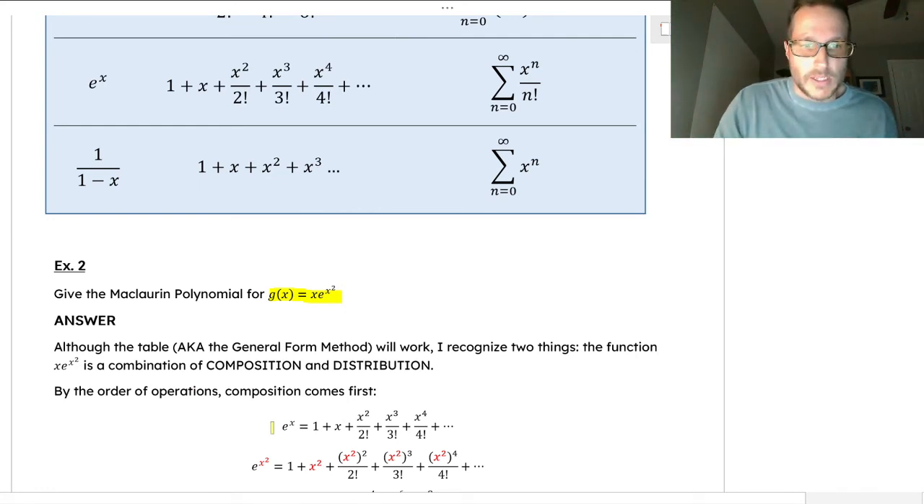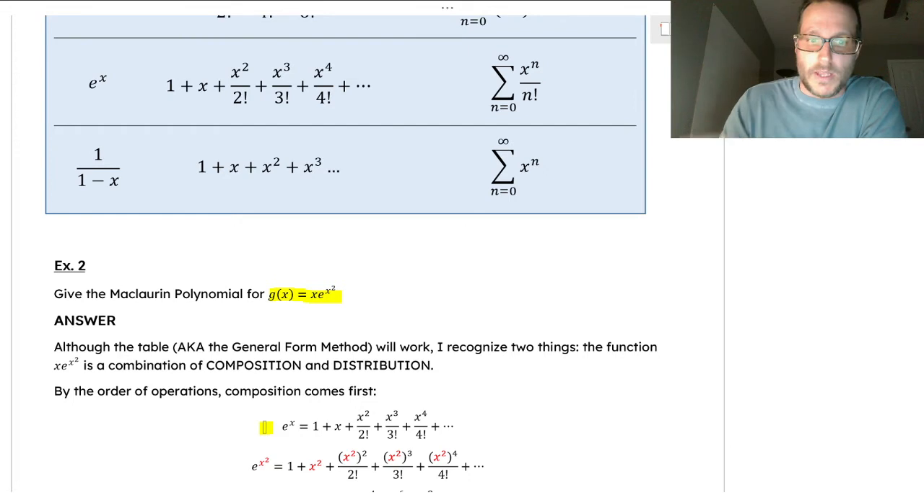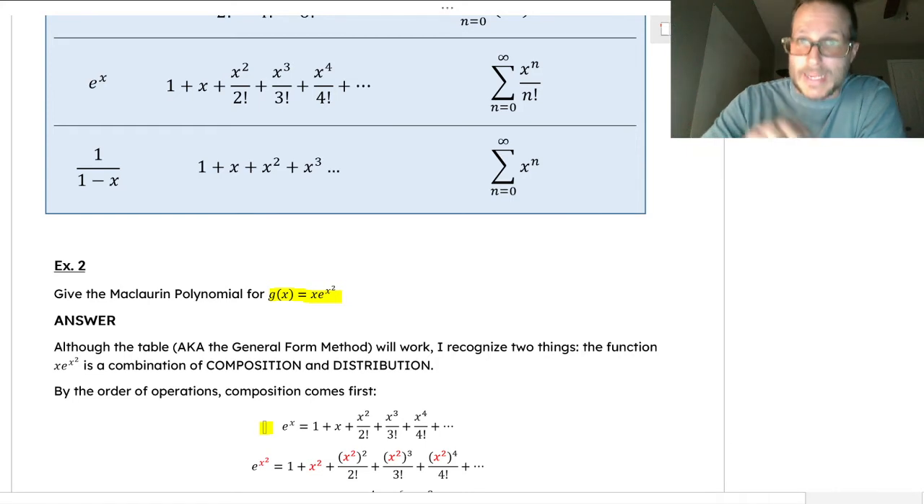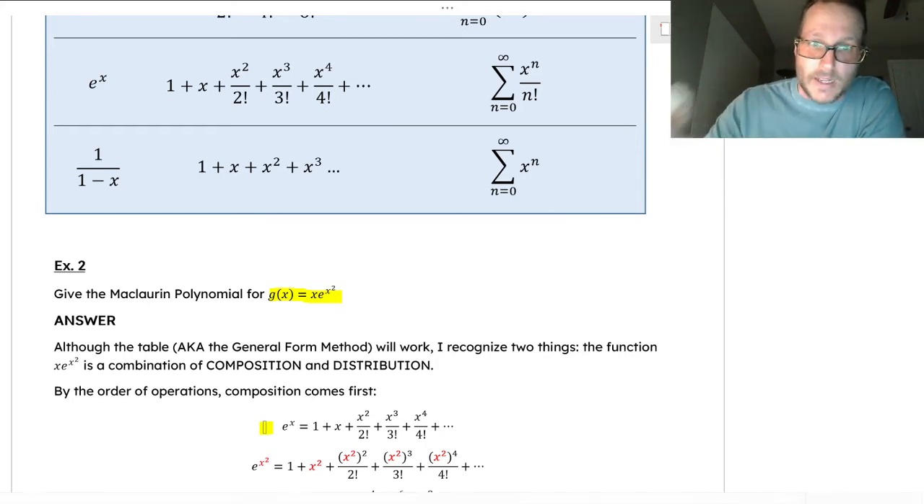So e to the x, right? That's the glorious e to the x. Man, what a beautiful polynomial that is. And we're going to sub in x squared in place of each x, right? We're not just upping all of the powers by 2. We're replacing. This is a composition of functions. We're plugging in, substituting in x squared in place of x.